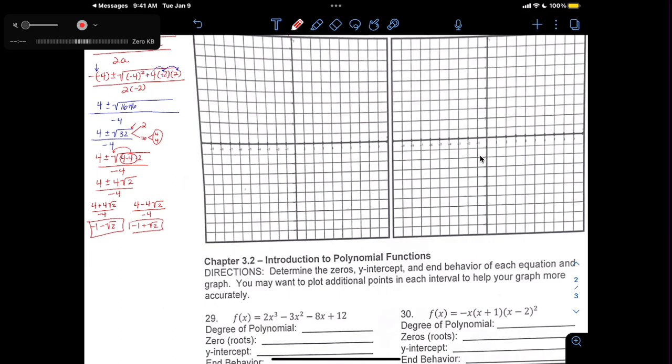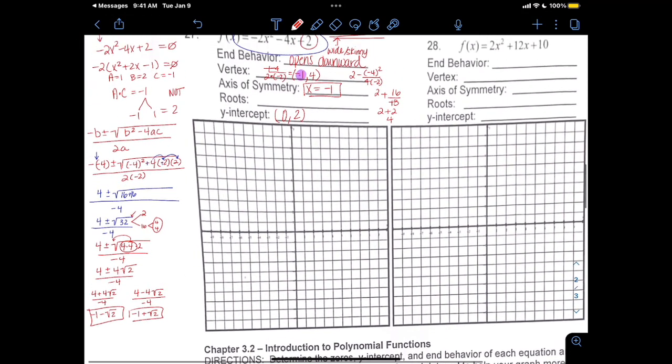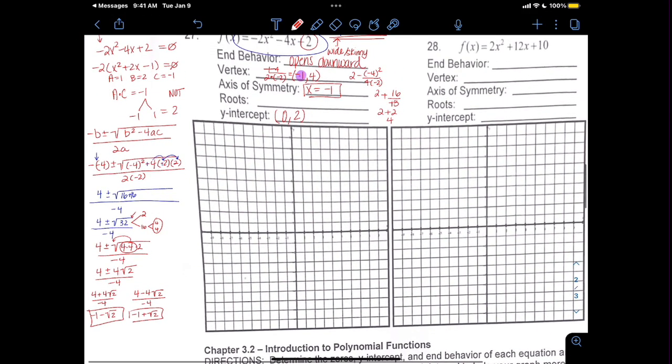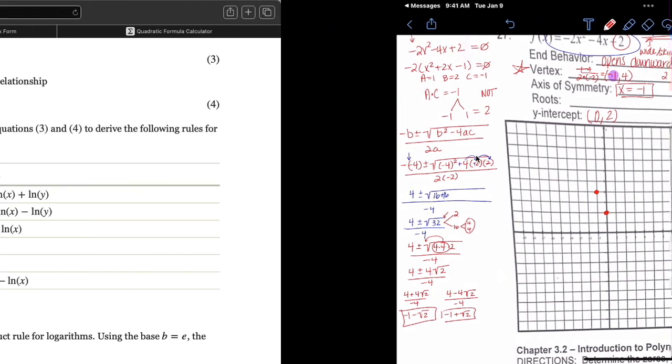Now, in order to graph these, of course, we could take a couple of different points. Typically, we like to always use our vertex as our starting point. So negative 1, positive 4. Y-intercept is 0, 2. And then I could look at any other points. I could plug in random x values into my equation and figure out what they are.